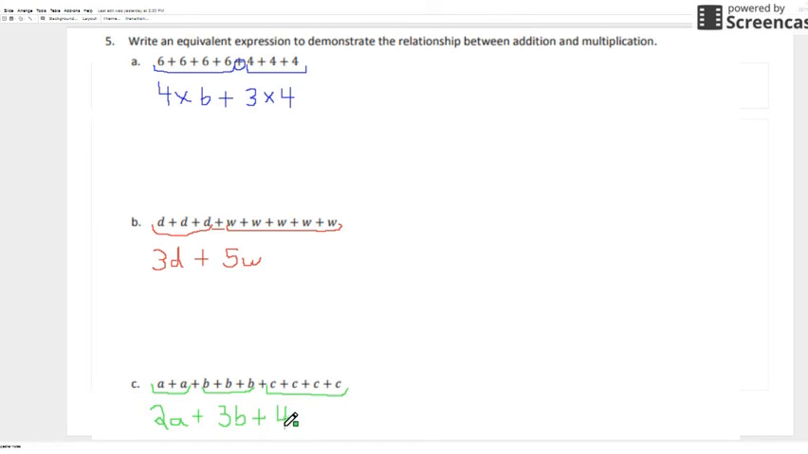So once again, I'm adding together the different groupings, but I'm multiplying the same values, or the same variables in this case. All right, so I just wanted to go over that real quick. Now you should be able to take care of your assignment for the day. So go ahead and stop the video and move on to your assignment.